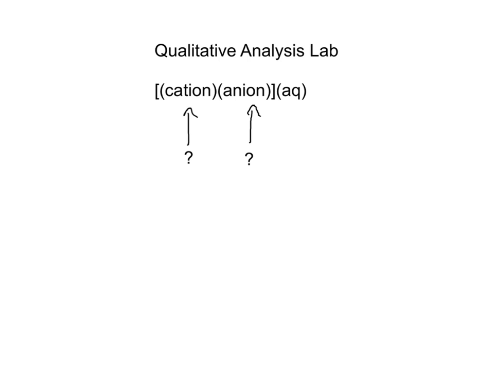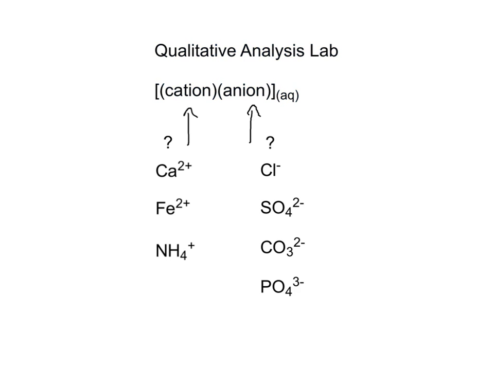In the Qualitative Analysis Lab, you will obtain an aqueous solution with an unknown ionic compound, and you will identify the unknown cation and the unknown anion in that solution. The unknown cation could be calcium, iron, or ammonium, and the unknown anion could be chloride, sulfate, carbonate, or phosphate.